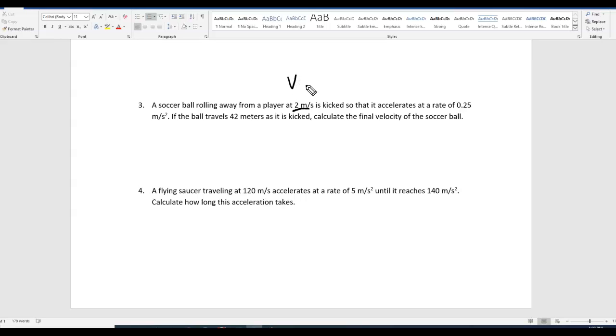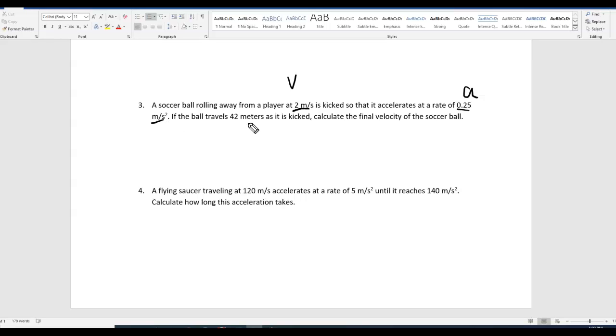Now, keep in mind, when you have acceleration, you always have an initial velocity and a final velocity, so I need to continue reading to figure out which velocity this is. So the soccer ball rolling away from a player at 2 meters per second is kicked, so it accelerates at a rate of 0.25 meters per second squared. Look at the units, meters per second squared. What has units of meters per second squared? This has to be acceleration, because nothing else has units of meters per second squared like we talked about.